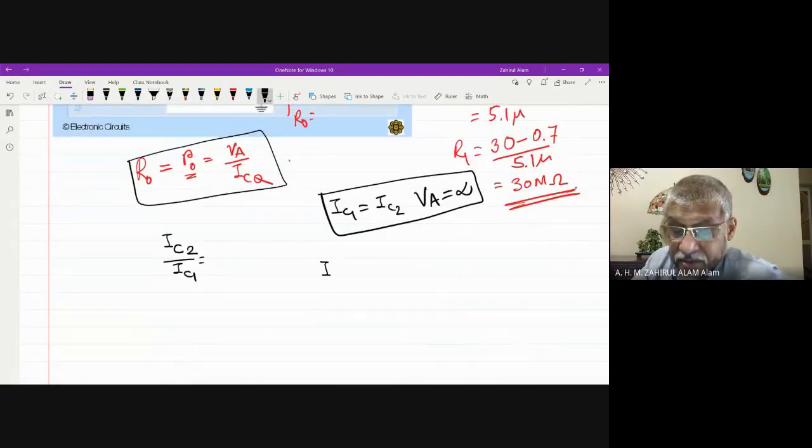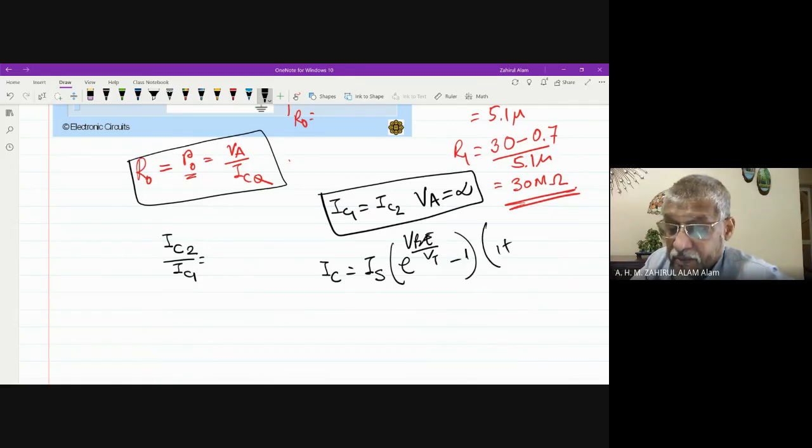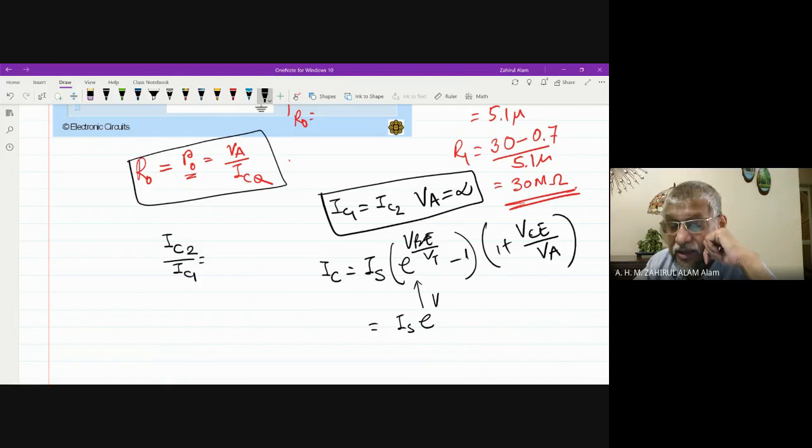So now we know IC is equal to the reverse saturation current IS times e to the power VBE by VT minus 1, times 1 plus VCE over VA. This is the general current, and since the exponential quantity is very, very large, we can write IC equal to IS e to the power VBE over VT times 1 plus VCE divided by VA.